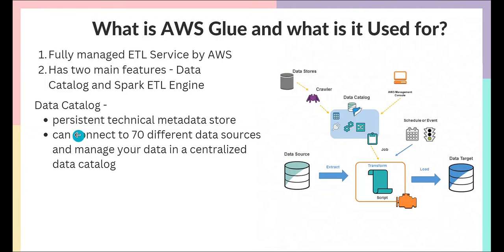Okay, so Glue can connect to 70 different data sources and manage your data in a centralized data catalog. Like we discussed, these data stores can be 70 different data sources, and this catalog can be connected to any of those, and you can maintain the metadata about your data in a centralized data catalog. This data catalog can then be used to get the metadata about your data, and then also for access monitoring and all those things.